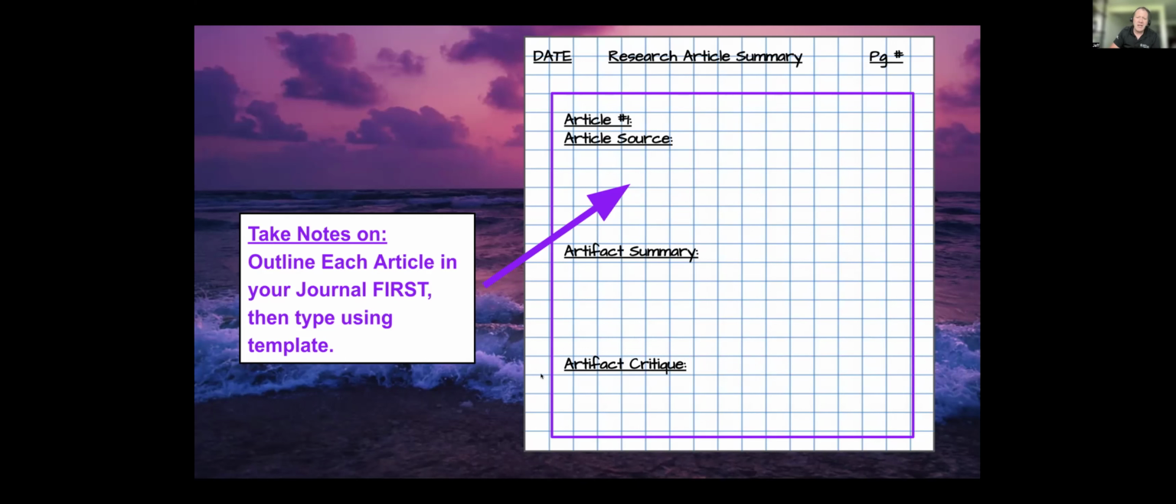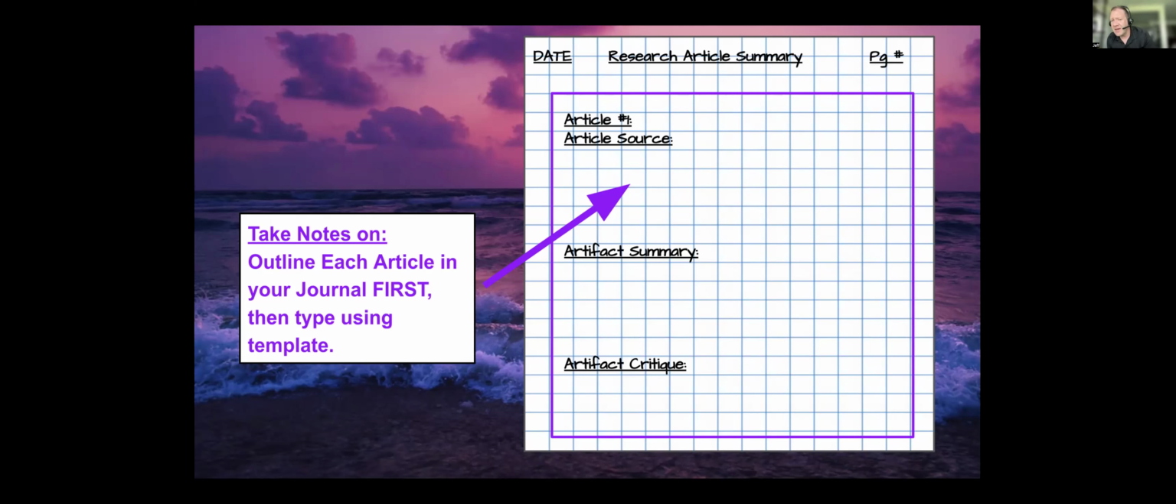So each student does 5 of these. So if they're working in a team of 3, they're going to have 15 of these research article summaries that they're going to be saving in their Element A folder. And these are graded. So back to getting grades, if Johnny Smith has to do 5 of these, he's going to get graded on his 5.